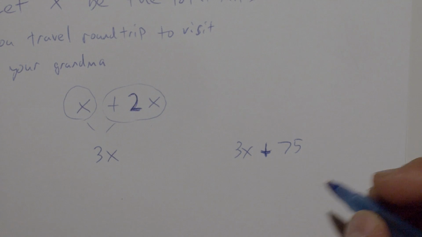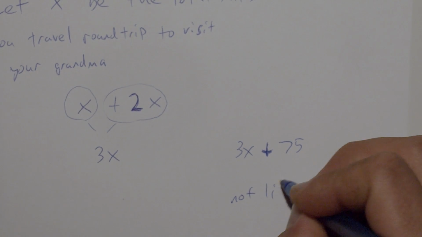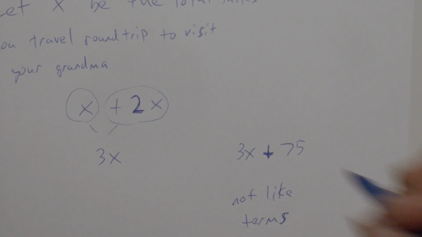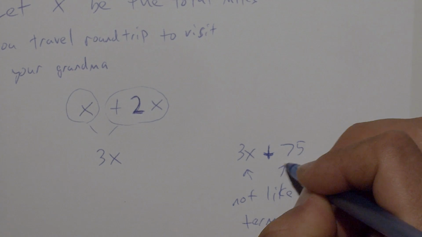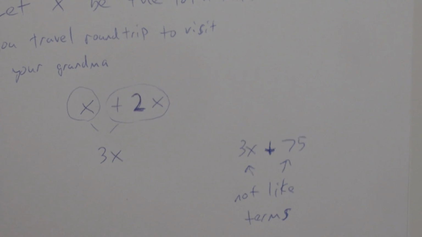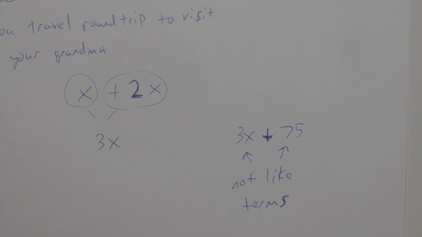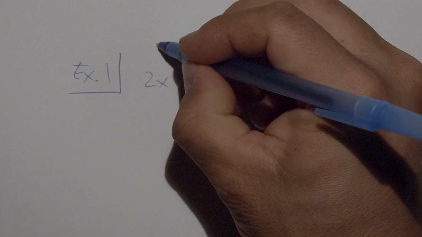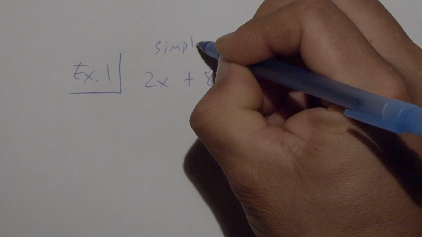So if you notice here, these are not like terms, okay? You cannot combine them to be one thing. All right. But over here, X plus 2X, we can. So we're going to start getting good at recognizing which terms are alike and which ones are not. So let's look at this example. Let's say they were telling you to simplify this.